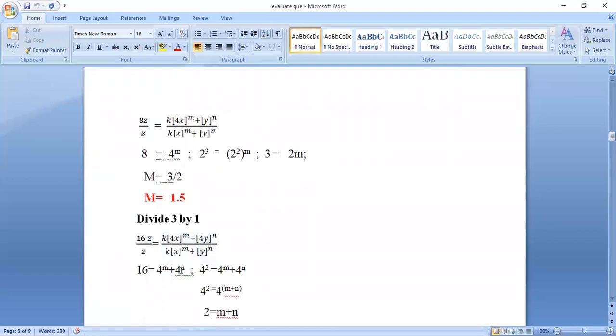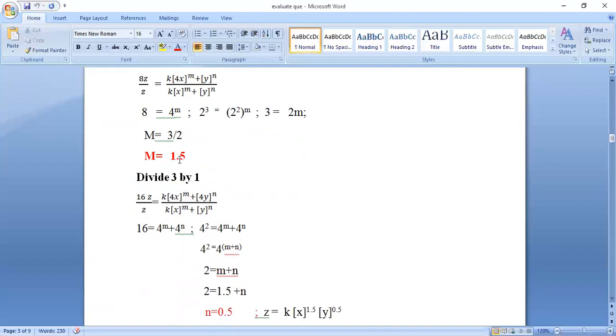So in the next step, we are going to divide equation 3 by 1. So equation 3 is 16z equal to k (4x)^m plus (4y)^n, divided by the first equation, z equal to k x^m plus y^n. So similar terms we are going to cancel. So at last we are getting 16 equal to 4^m plus 4^n. So 16 we are going to write as 4 square. So 4 square equals 4^m plus 4^n, and the base is common here, so we are going to take out 4 power of m plus n. The base 4 is similar here, so m plus n equals 2.